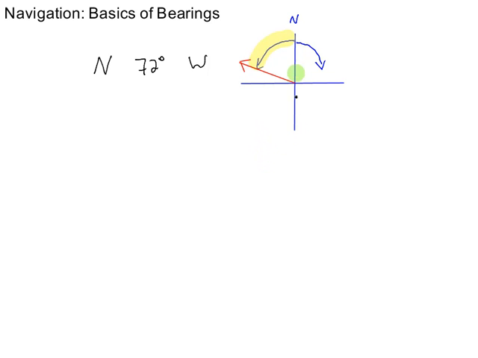So you always start from a vertical axis, either north or south, and then you measure east or west from that axis. So let's try another example.